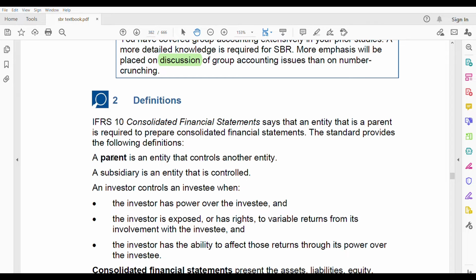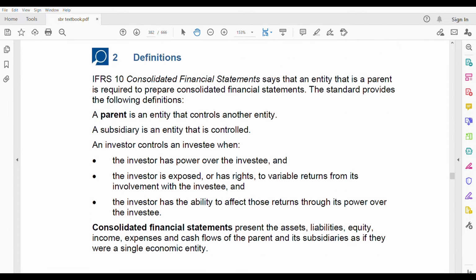So regarding parent, they have given some definitions. We can quickly go through this. The parent is an entity that controls another entity. A subsidiary is an entity that is controlled. We all know that. An investor controls an investee when these three things are there: they have power. How do you know whether they have power or not? In the case study, they will tell you whether they have power over the investee or not. Second, they are exposed, or have rights, to variable returns from involvement with an investee. Third, they have the ability to affect those returns through their power over the investee.